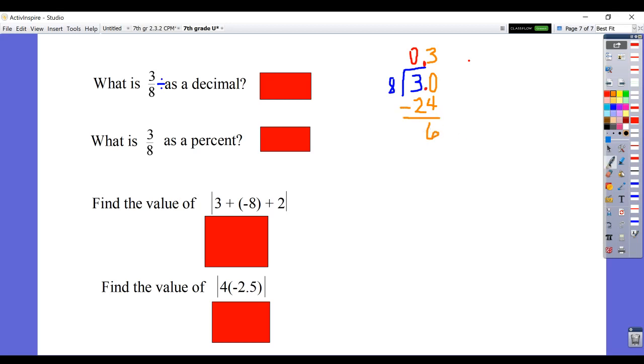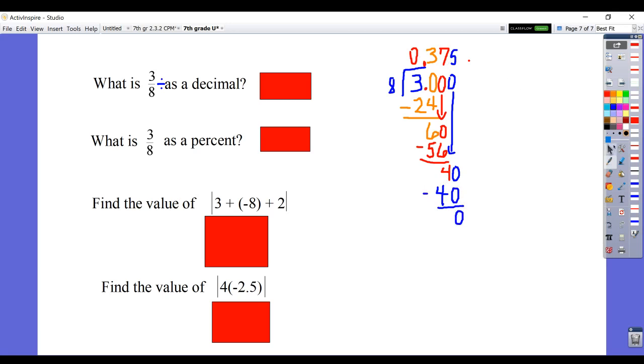Remember, we're going to continue to divide until we either get a remainder of 0 or a repeating pattern. Of course, neither of those have occurred, so we're going to add then an extra non-essential 0 and bring it down. 8 goes into 60 7 times, giving us 56. Subtract, you get 4. Right, again, we do not yet have a repeating pattern or a remainder of 0. So we're going to add another non-essential 0 and bring it down. And 8 into 40 goes 5 times. That gives us 40. Subtract, and now we do get a remainder of 0, so we are done.